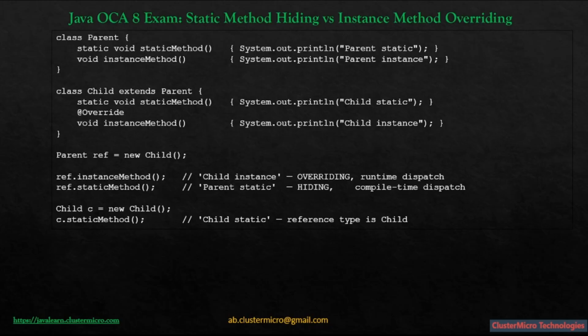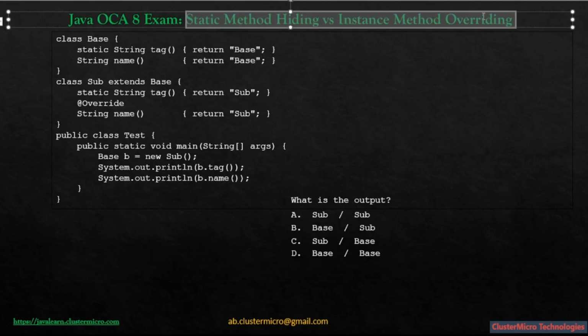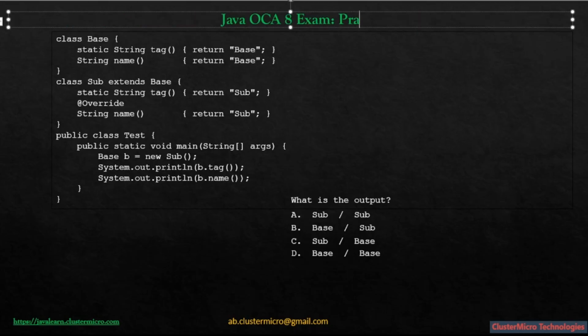Okay, now the practice question. This practice question combines both concepts we just covered, static hiding and instance overriding, in a single main method. So let's trace it line by line. We have Base with two methods. tag is static and name is an instance method. Class Sub extends class Base and defines its own method tag, again static, and overrides name with @Override. Now the key line, Base b equals new Sub. So the reference type is Base, but the actual object is a Sub.